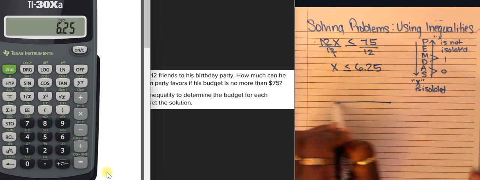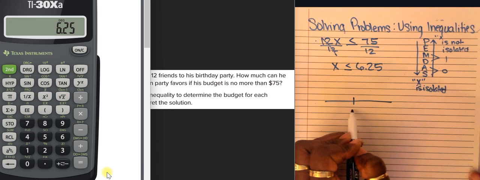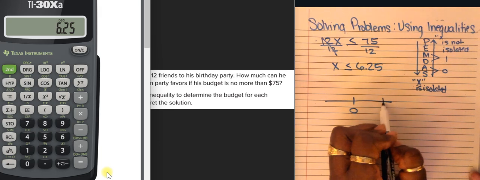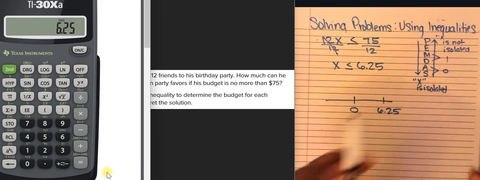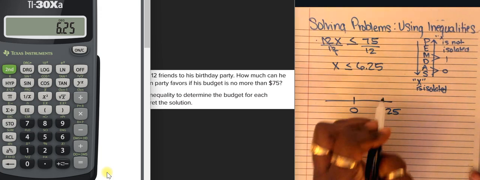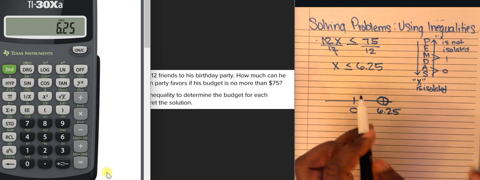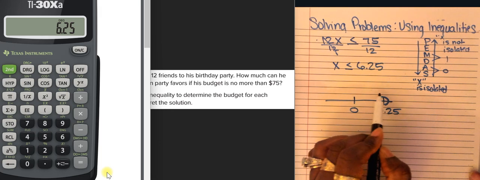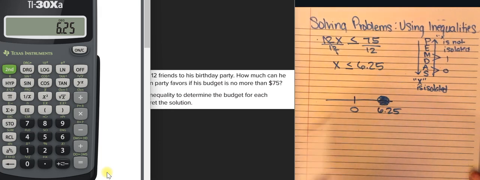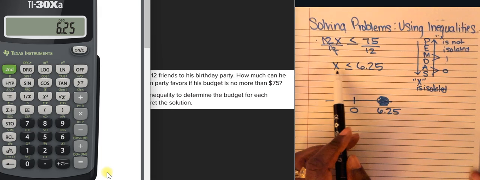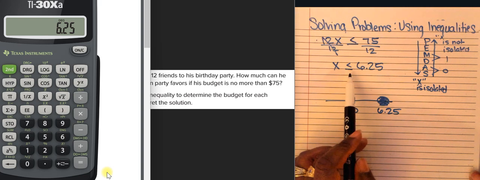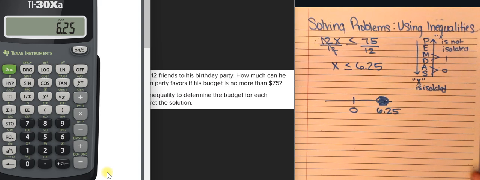So let's graph it and see what our solution set looks like. So we have our 0 here. I'll place the 6.25 over here. And the values that we're looking for, I'm going to place my circle over the 6.25. It's going to be shaded in because it can also include 6.25. And the values that we're looking for, x has to be less than or equal to $6.25.